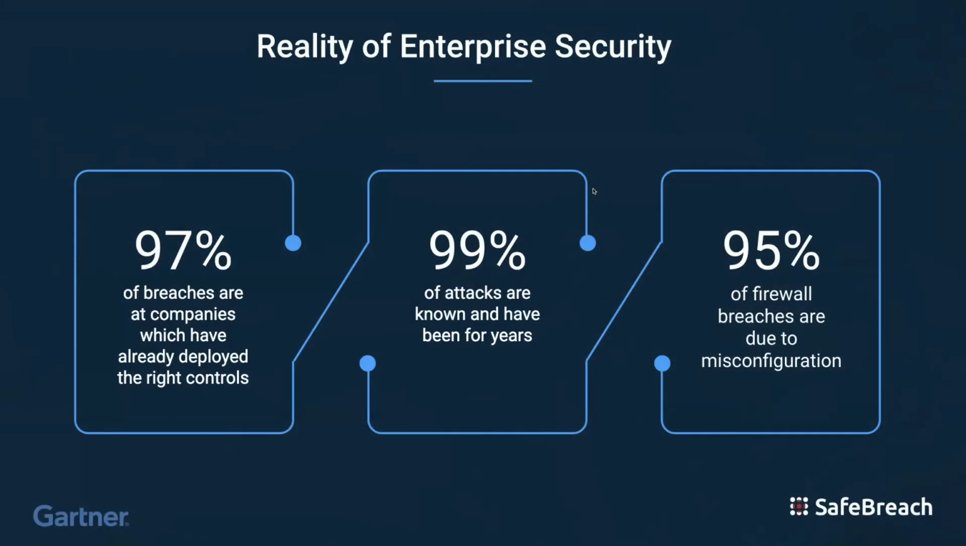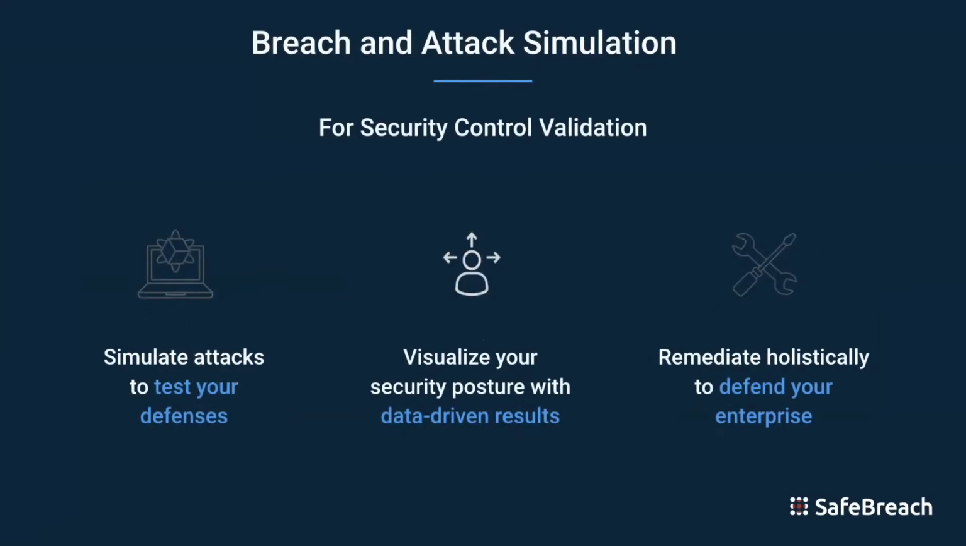I'd first like to start by talking a little bit about the reality of enterprise security. According to Gartner, 97% of breaches are at companies which have already deployed the right controls. 99% of attacks have been out there and known for years, and 95% of firewall breaches are due to simply misconfiguration.